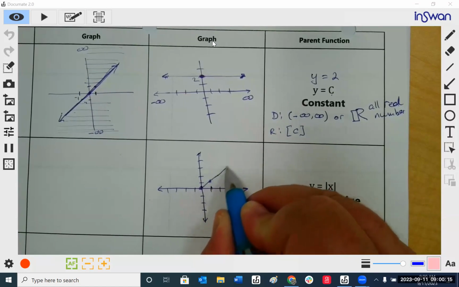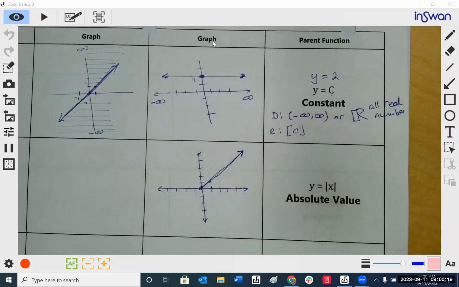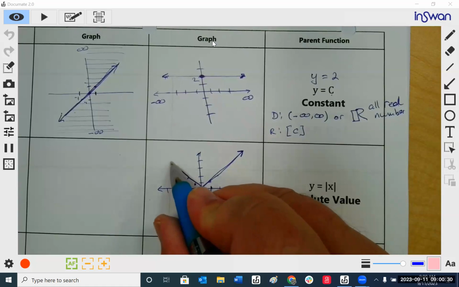So this side goes on forever in that direction. If I put -1 in there, what do I get? Positive 1. Very good. If I put -2 in there, I get 2. So I get this graph.